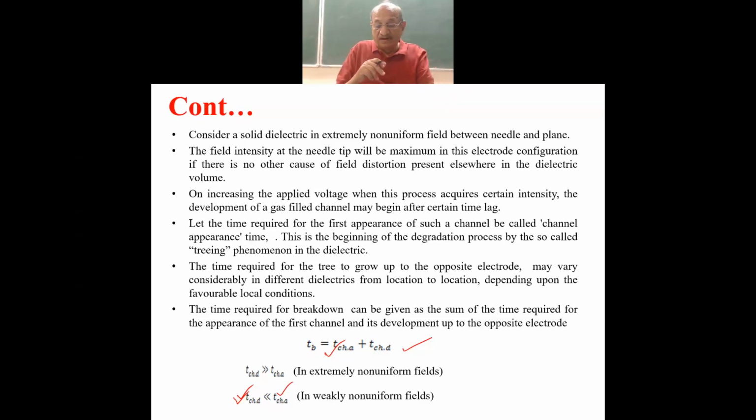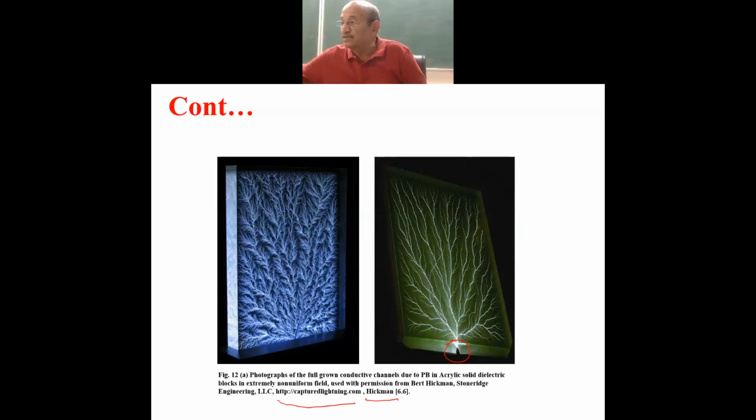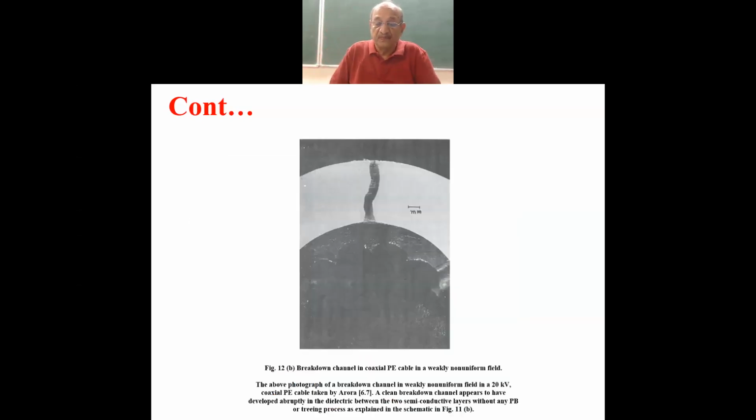And one such figure actually measured, you can see, this was for extremely non-uniform field. This is here for weakly non-uniform field. This I measured when experimenting with weakly non-uniform field in solid dielectrics in power cables. This is a photograph of a breakdown channel in weakly non-uniform field in a 20 kV rated voltage coaxial polyethylene cable. This was taken by me, and a clean breakdown channel appears to have developed abruptly, because you don't see any treeing process between the two electrodes.